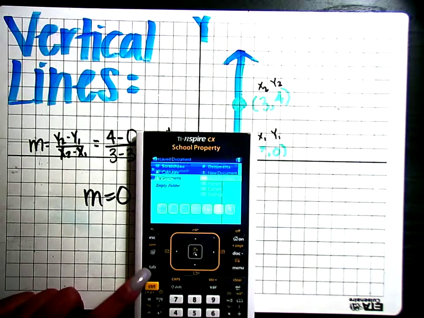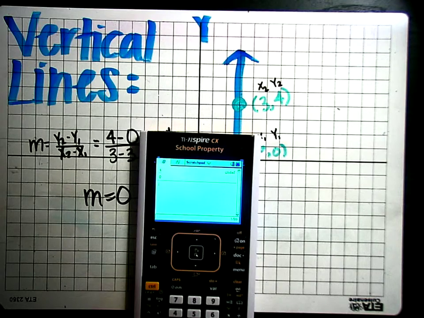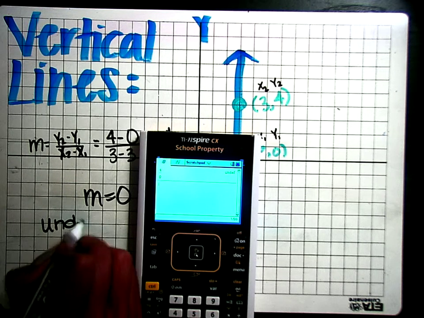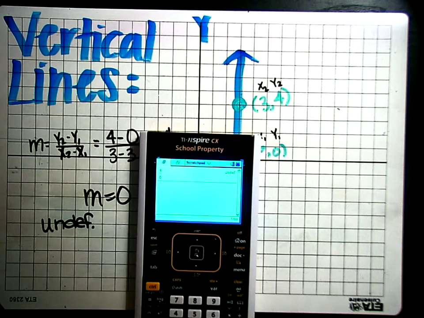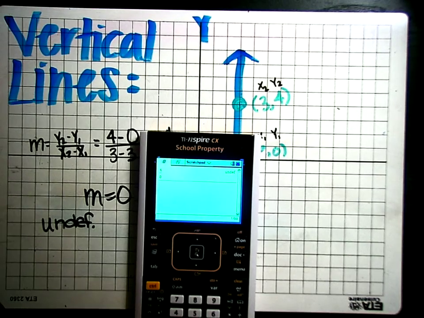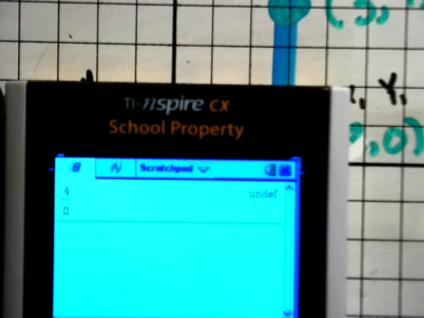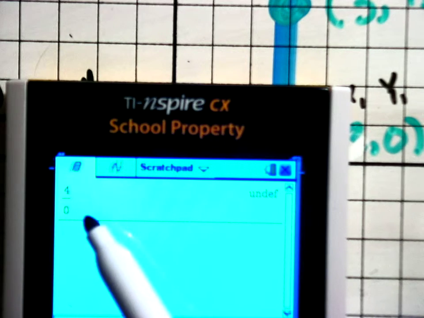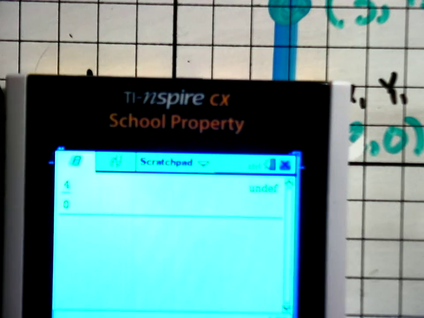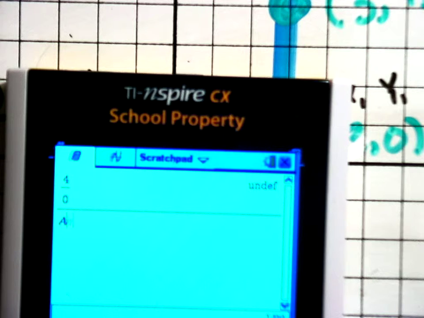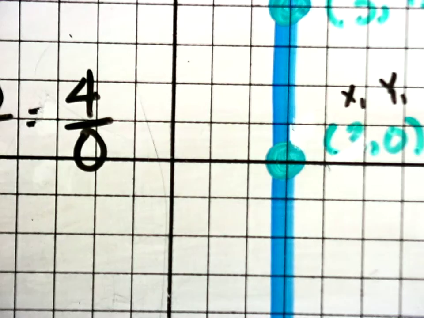So I'm going to calculate. What this says really just says undef, but that stands for undefined. So when you do 4 divided by 0 in the calculator, you're going to get something that says undefined. Why? Because that's the kind of slope that we have here. This slope is undefined. Think about it this way.